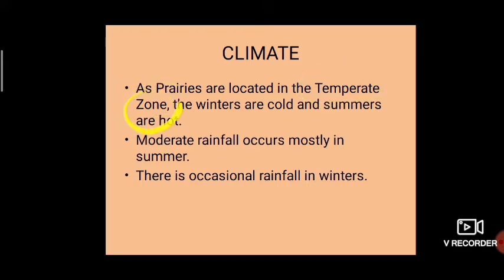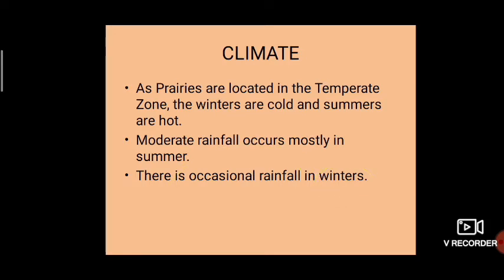Where are prairies located? Prairies are located in the temperate zone, and in the temperate zone winters are cold and summers are very hot. What is the climatic condition in prairies? In prairies, winters are cold and summers are hot. Now let us talk about the rainfall. Moderate rainfall occurs mostly in the summer, and there is occasional rainfall in winter.